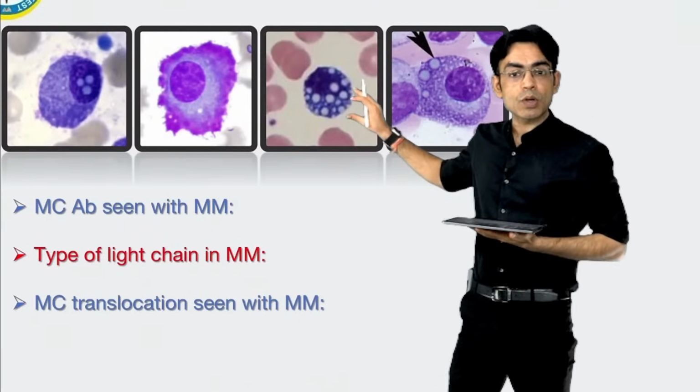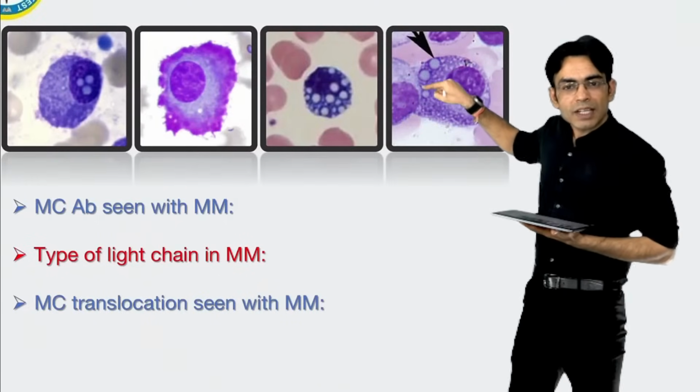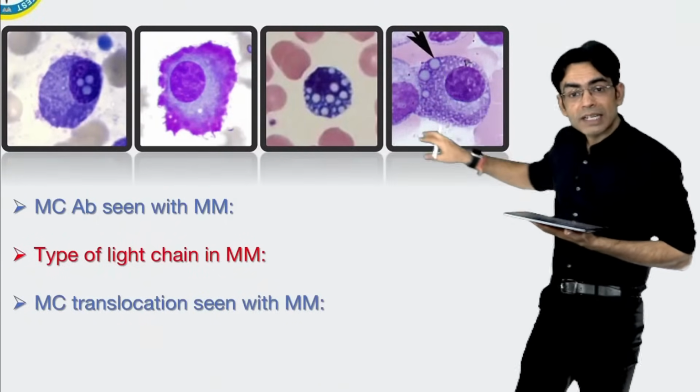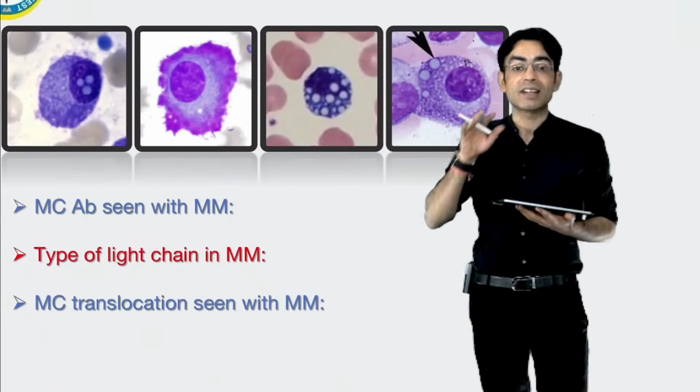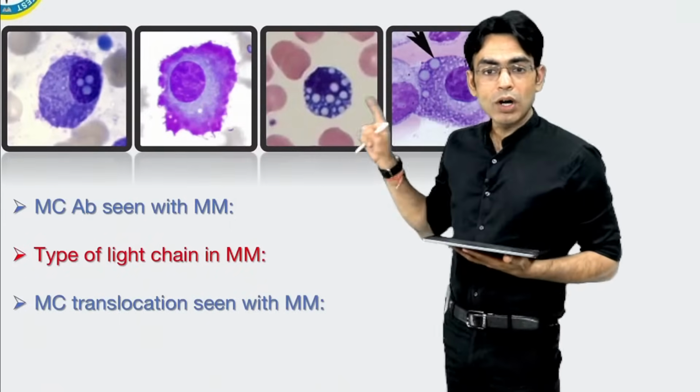Two-time picture-based question in your exam. This is MOT. What is this? Whenever you are having these vacuoles kind of a thing in the cytoplasm, but it is not entirely filling up the cytoplasm, you call it a Russell cell. So there are 4 cells: Dutcher, flame, MOT, Russell.